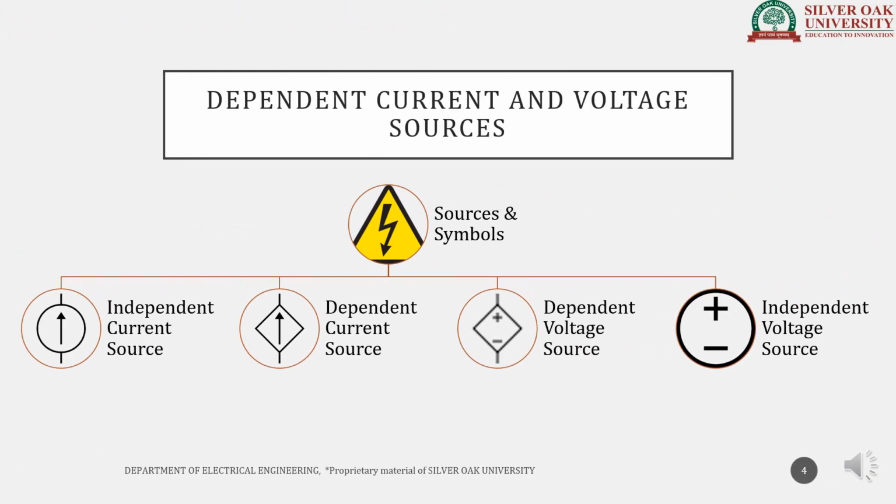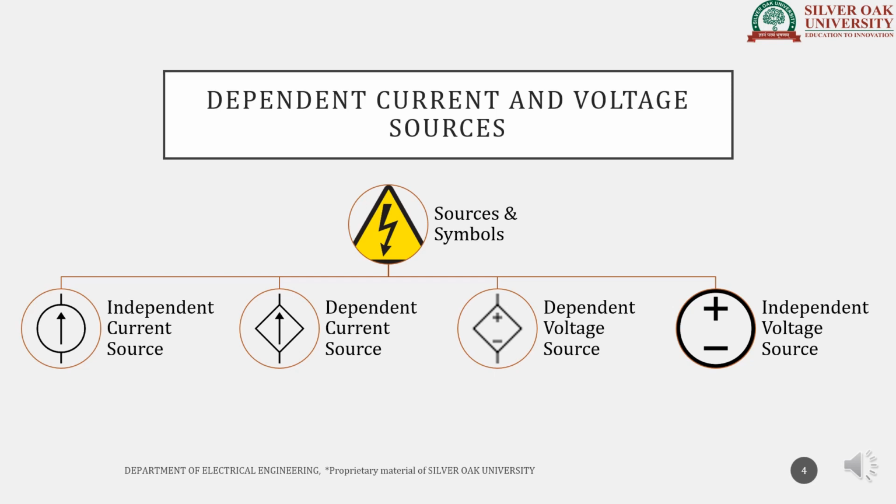We will focus on four types of sources: independent current sources, dependent current sources, dependent voltage sources, and independent voltage sources. Let's begin with independent current sources. An independent current source is a device that provides a constant current regardless of the circuit parameters or other elements. It is represented by a symbol consisting of a circle with an arrow pointing inward or outward, indicating the direction of the current flow. Independent current sources are widely used in various applications, such as electronics, power supplies, and amplifiers.